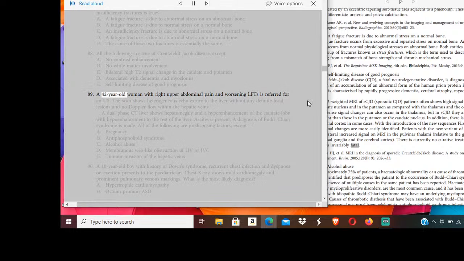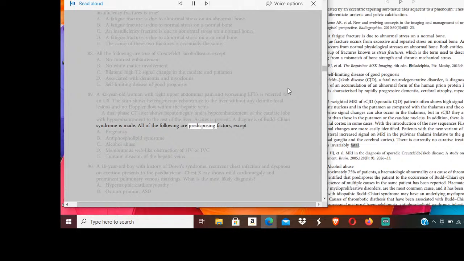A 42-year-old woman with right upper abdominal pain and worsening LFTs is referred for ultrasound. The scan shows heterogeneous echotexture to the liver without any definite focal lesions and no Doppler flow within the hepatic veins. A dual-phase CT liver shows hepatomegaly and a hyperenhancement of the caudate lobe with hypoenhancement to the rest of the liver. Ascites is present. A diagnosis of Budd-Chiari syndrome is made.